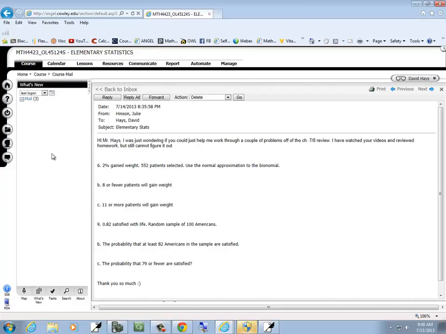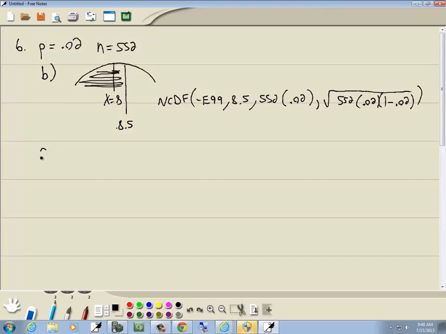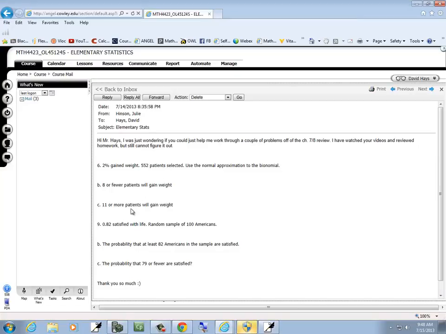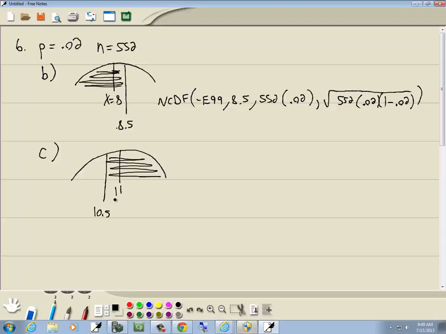C, 11 or more patients will gain weight. 11 or more. That includes 11, doesn't it? So, and it's more, so it's shade to the right, so I want to subtract 0.5. Again, the general idea on this is if your wording includes the number, then your shading has to. 11 or more will gain weight. Well, that includes 11, so our shading has to include 11.